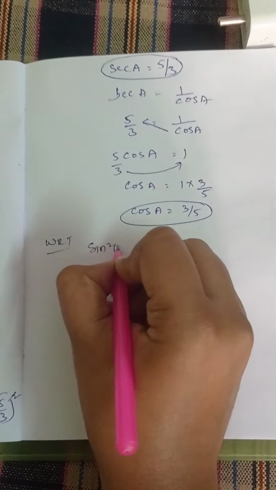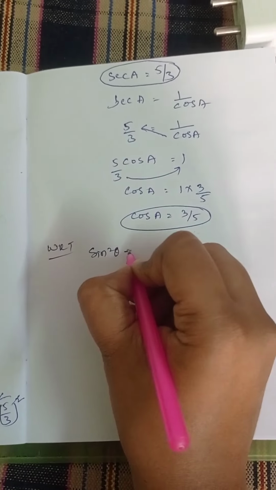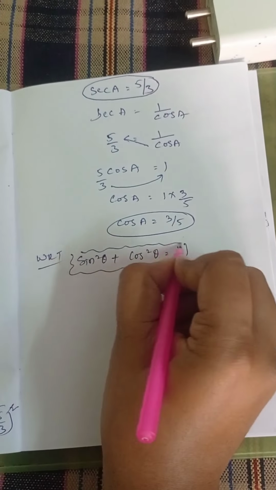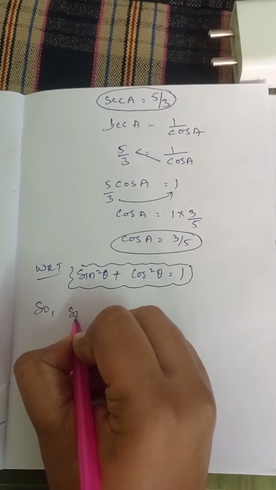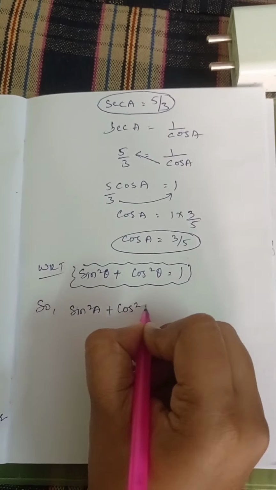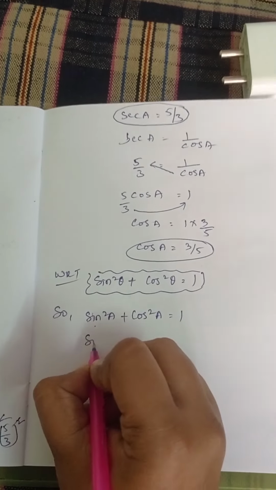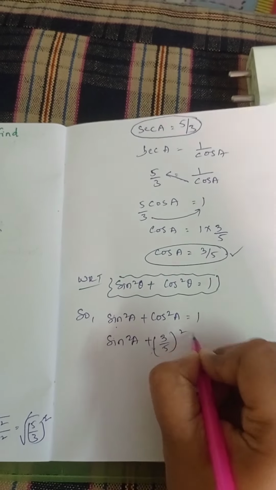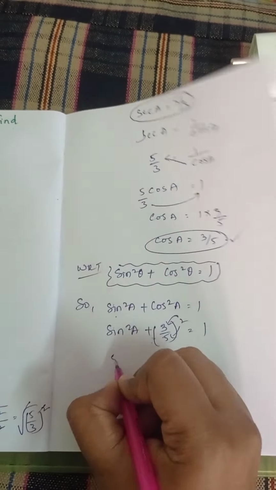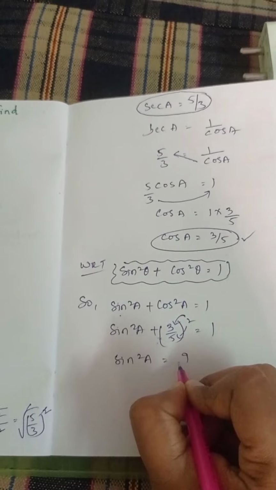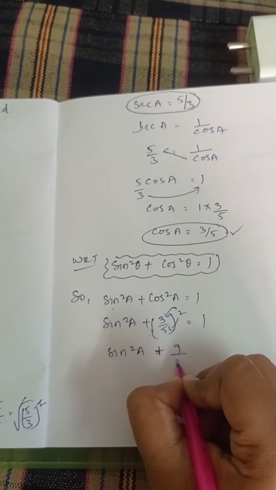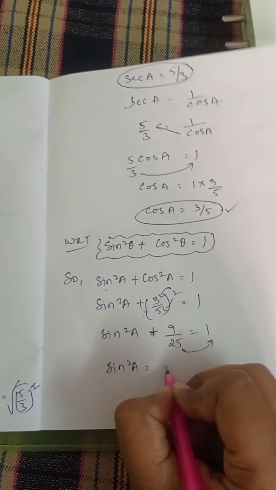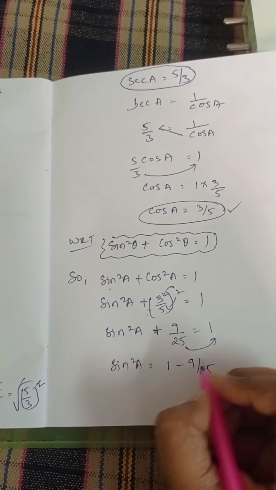And now we know that sin square theta plus cos square theta is equal to 1, right? It is an identity. So from it, sin square A plus cos square A is equal to 1. Sin square A plus 3 by 5 whole square is equal to 1. So sin square A plus 9 by 25 is equal to 1. So send it to RHS, we'll get 1 minus 9 by 25, right?